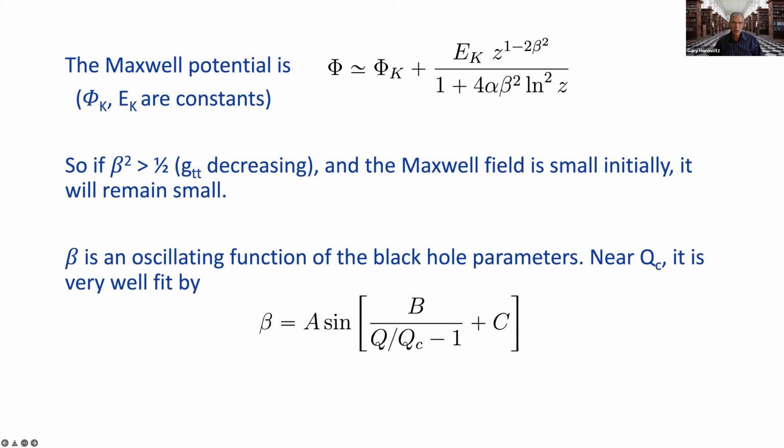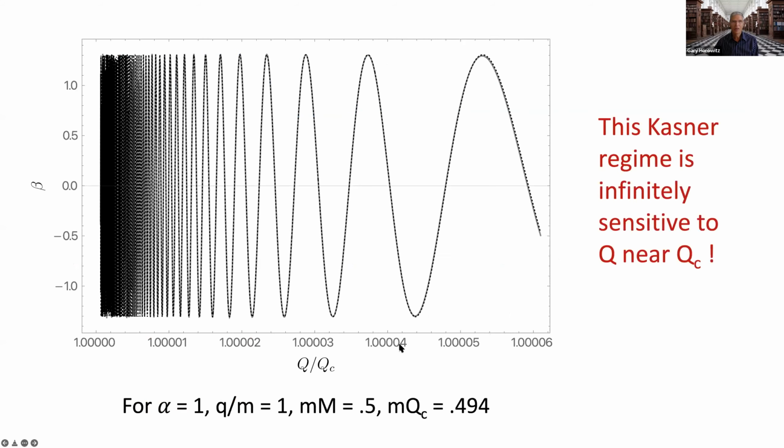And now you can compute beta by matching onto these Josephson oscillations. And you find that it's an oscillating function of the black hole parameters. In fact, we get an approximate form where beta is given by a constant times sine of something constant over q divided by q critical minus 1, plus a constant. So that looks like this.